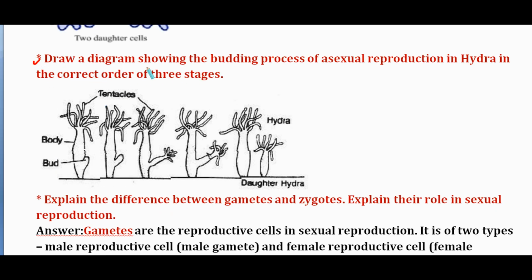Now next question, draw a diagram showing the budding process of asexual reproduction in hydra in the correct order of 3 stages. This is hydra, its body, and this is the bud, and these are known as the tentacles. The bud keeps increasing, and tentacles are formed. Now it is divided into 2 living beings, and these are known as daughter hydra.